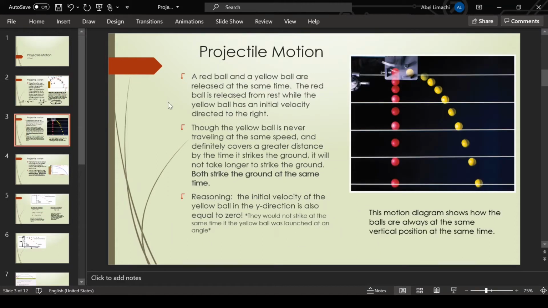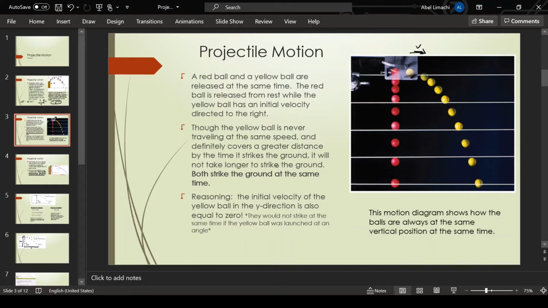Projectile motion. A red and yellow ball are released at the same time. The red ball is released from rest, while the yellow ball has an initial velocity directed to the right. I can't draw this one here because black on black is not right. But the yellow ball has this V pointing to the right, directly to the right. It's not at an angle or anything. Though the yellow ball is never traveling at the same speed and definitely covers a greater distance by the time it strikes the ground, it will not take longer to strike the ground.